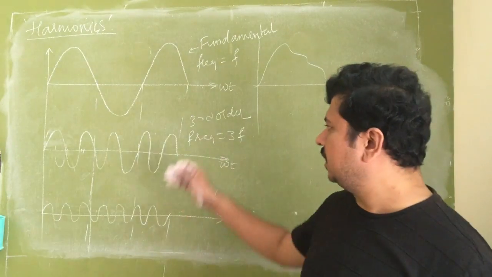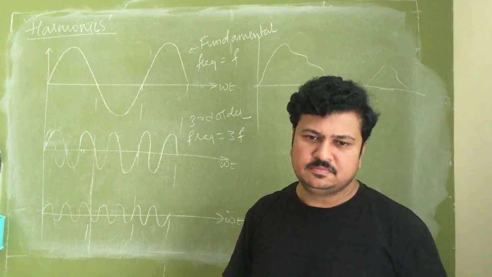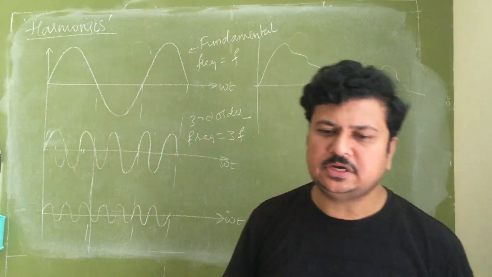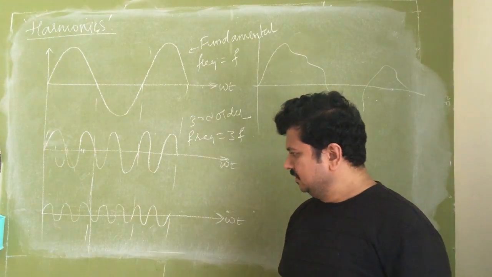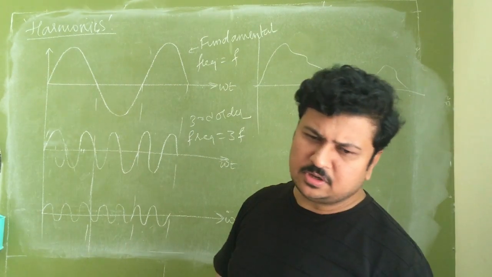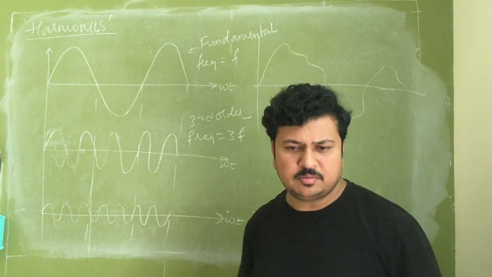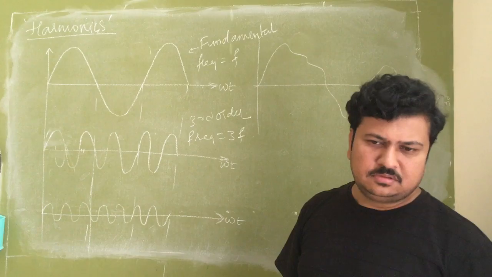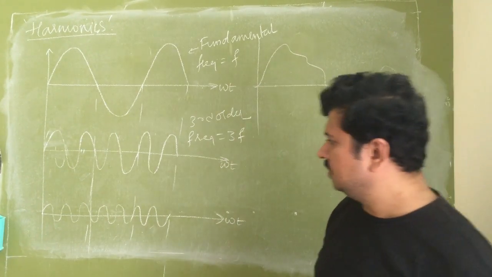Now why are there no second order and fourth order? Because sine is an odd function, even components will not exist. Likewise seventh order, ninth order, and so on. Generally we don't consider beyond the seventh order because the magnitude becomes very small and negligible.